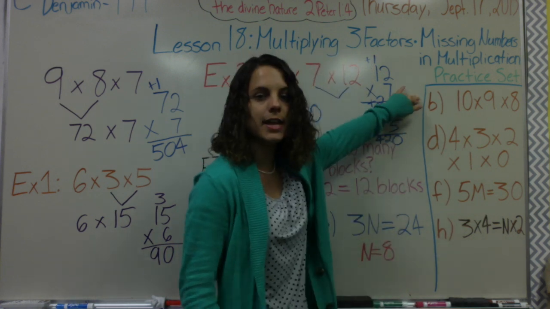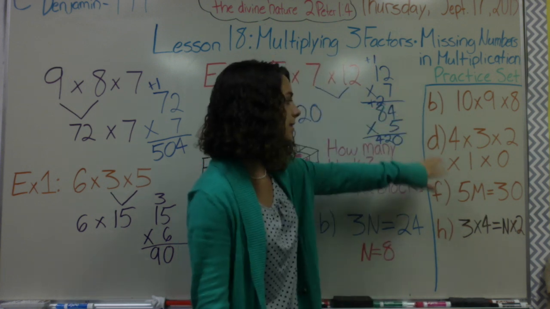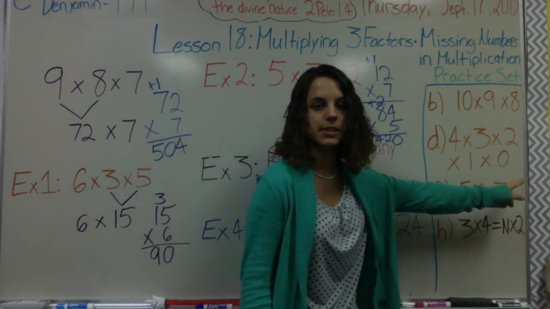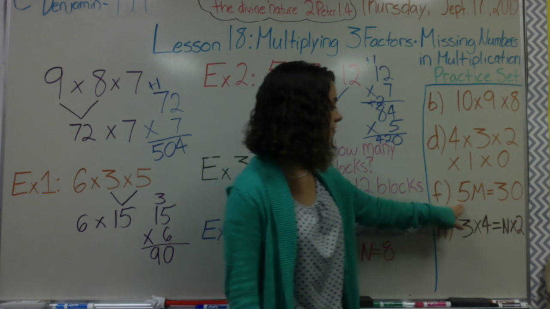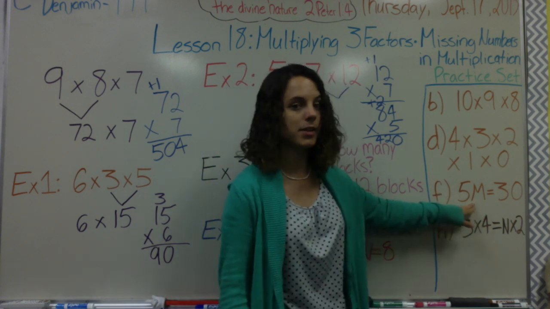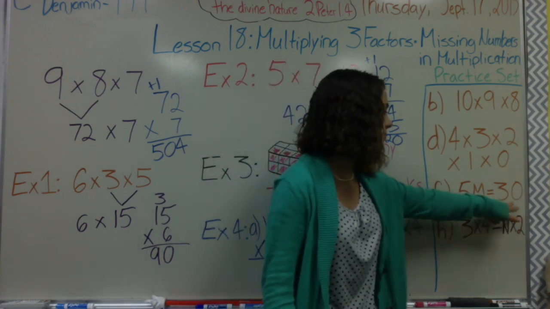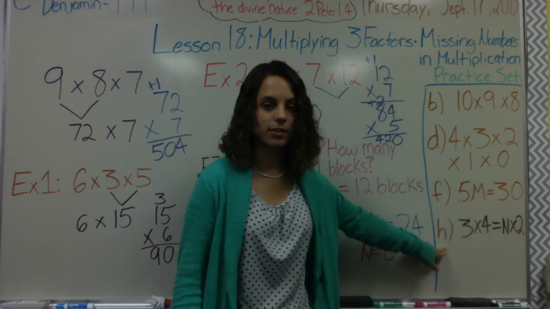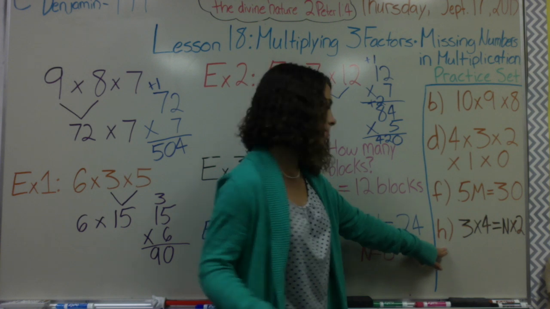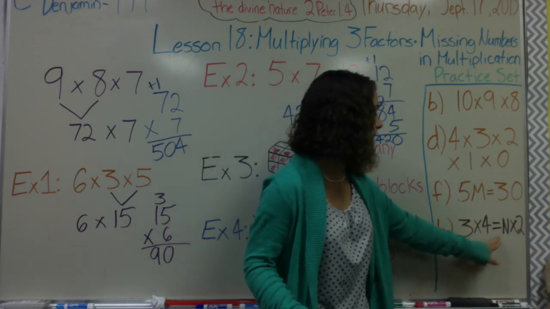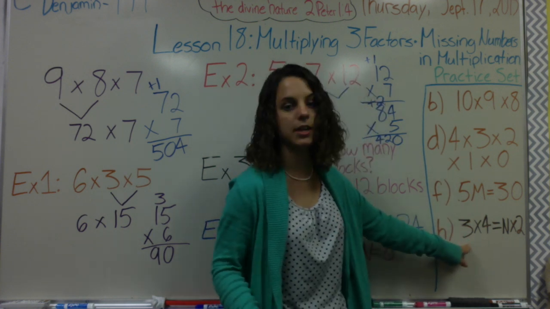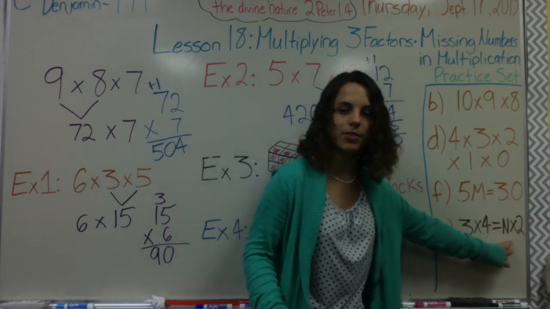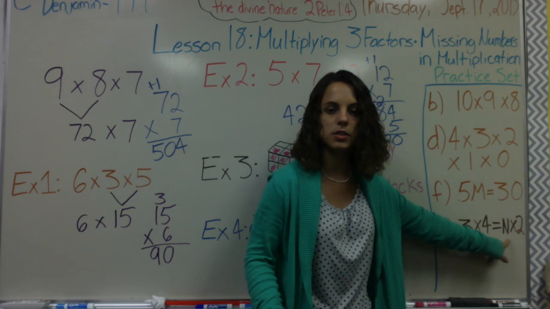All right, this is the practice set problems that I want you to do. This is letter B, 10 times 9 times 8. Letter D, 4 times 3 times 2 times 1 times 0. Letter F, 5m. Again, this is multiplication. 5m equals 30. You're solving for m. And letter H, it's kind of a comparison, but you're finding a missing number. 3 times 4 equals, you need to know what this part equals, and then 2 times n needs to equal the same thing, so you need to figure out what n is supposed to be.